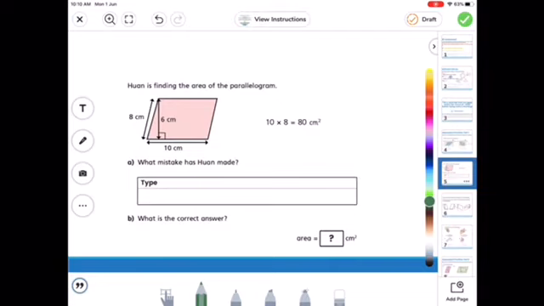He is finding the area of the parallelogram. He's put 10 times 8 equals 80 centimeters squared. What mistake has he made? Well, the mistake he has made is he has gone 10, which is the base, which is correct, but he's gone times 8. When actually the height needs to be the perpendicular here because we have a right angle. So it needs to be 10 times 6 centimeters to get an answer of 60 centimeters squared. So the mistake he has made, he did not multiply with the perpendicular line. He multiplied with the side, which is the wrong thing to do.